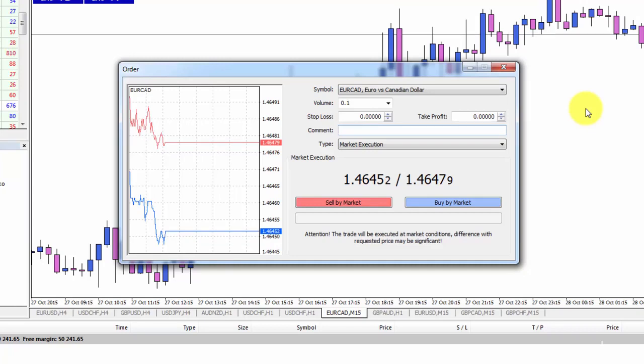In this case, you might just say some comment that will help you remember, my first trade! There we go. So something like that.